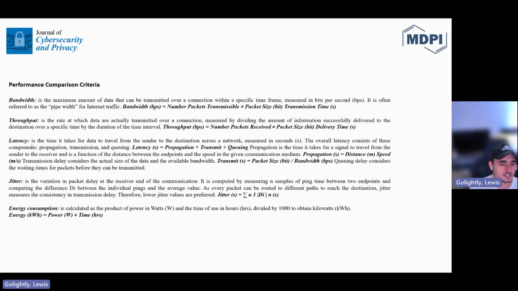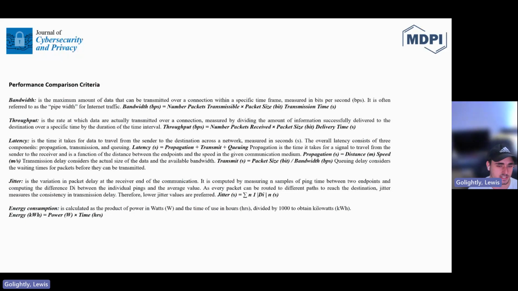So the performance comparison criteria include bandwidth, which is the maximum amount of data that can be transmitted over a connection within a specific time frame, measured in bits per second, or bps. It is often referred to as the pipe width for internet traffic. Throughput is the rate at which data is actually transmitted over a connection, measured by dividing the amount of information successfully delivered to the destination over a specific time by the duration of the time interval.